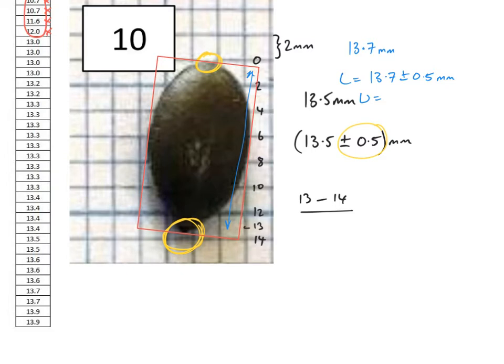Oh, it's not 4, is it? It's 8. Oof. 8, because it's a 2 millimeter graph paper. 8 plus or minus the same amount of uncertainty. Okay, so those are my measurements.